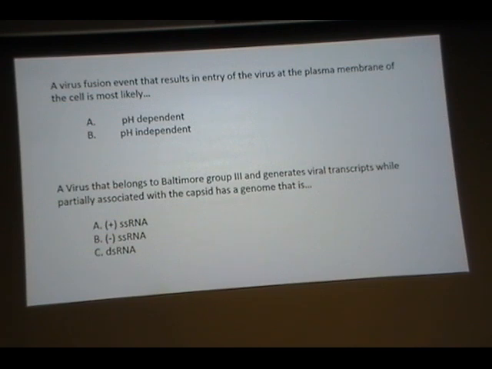A virus that belongs to the Baltimore group 3 generates viral transcripts while partially associated with a capsid as a genome that is... group 3. Double-stranded RNA, very good, very good.